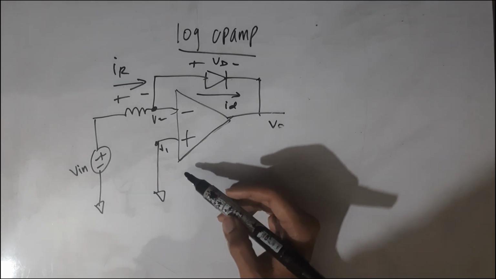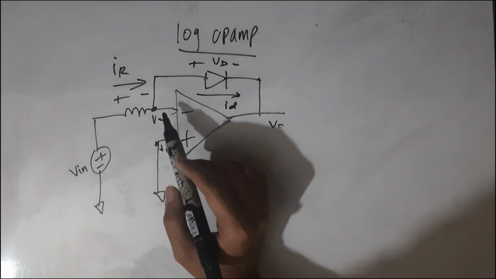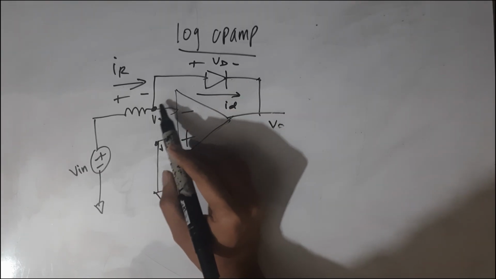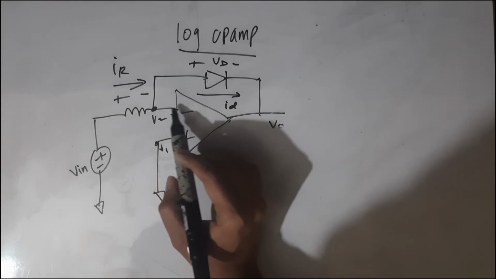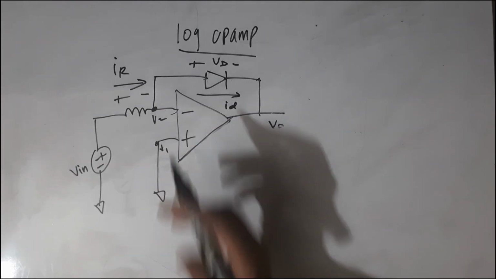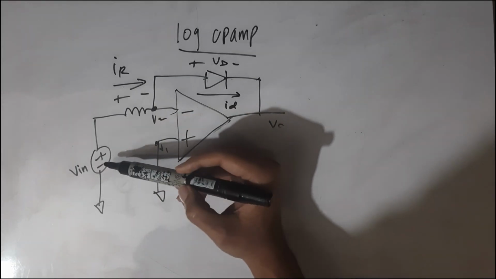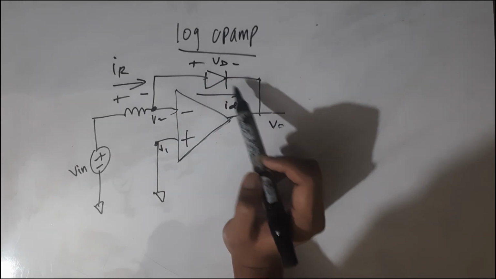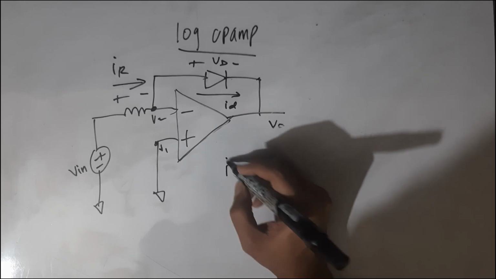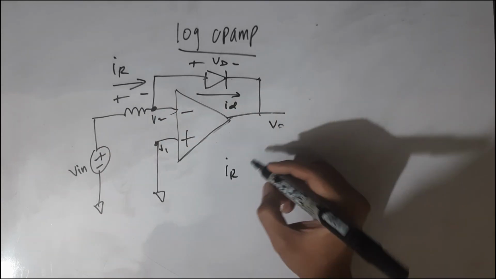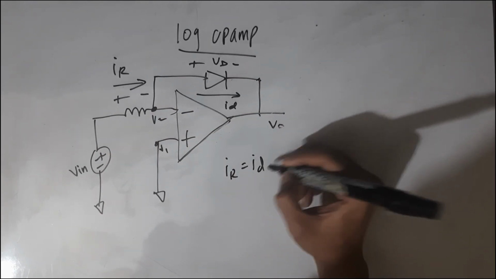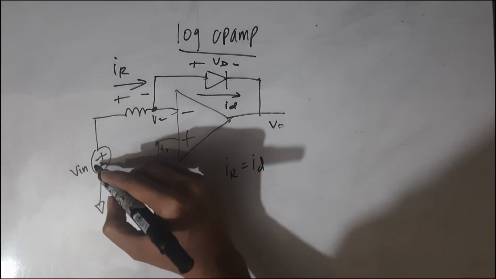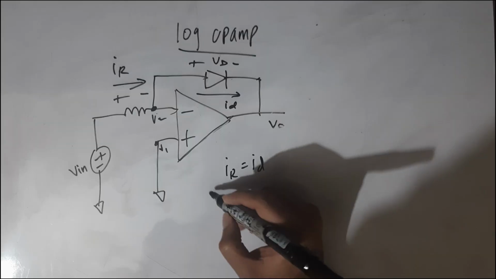One of the most important characteristics of the op-amp is that the input terminals have very high input impedance. That means no current will flow through this portion of the circuit. There will be no current going to the input terminals. That means the entire current that is flowing through this path will eventually pass through this path. That means IR, the current through the resistor, will be equal to the diode current ID. We can find IR through basic Ohm's law: Vin minus V2 divided by R.